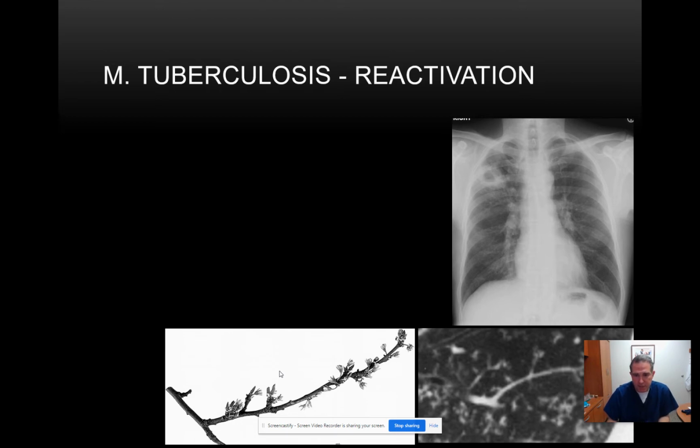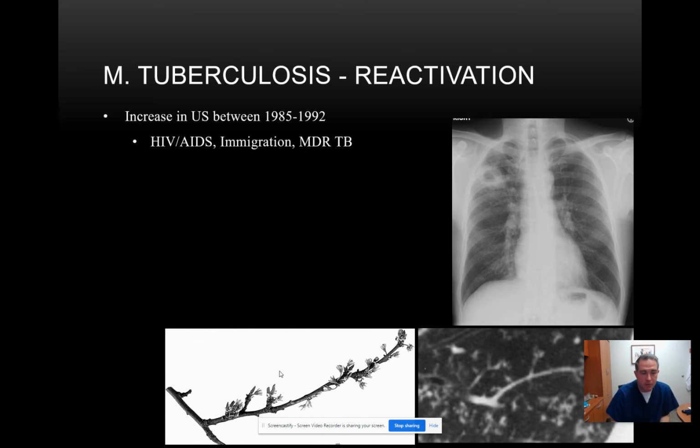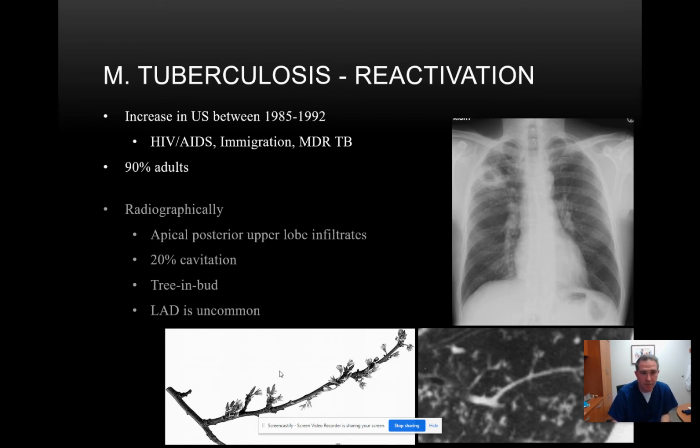develop reactivation TB, and that is your upper lobe predominant cavitary lesions. There's been an increase in that with the HIV and AIDS epidemic and multi-drug resistant TB. In this group, 90% of them are adults.